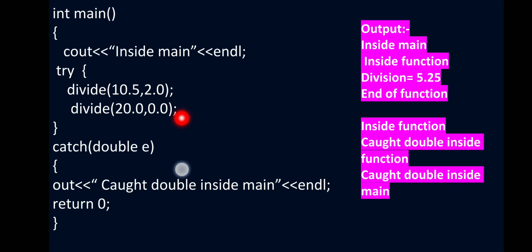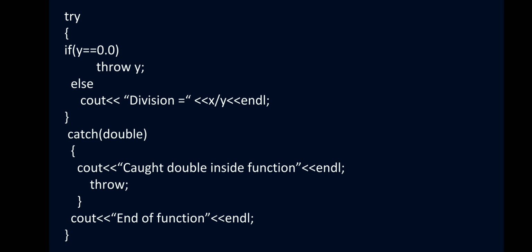So what is the y value here? 0.0. So here the y value is equal to 0. Now the x value is 20.0, the y value is 0.0, so the denominator value is 0. So I am throwing an exception, y. Y is a double object, so the catch block contains a double, and it catches the exception.